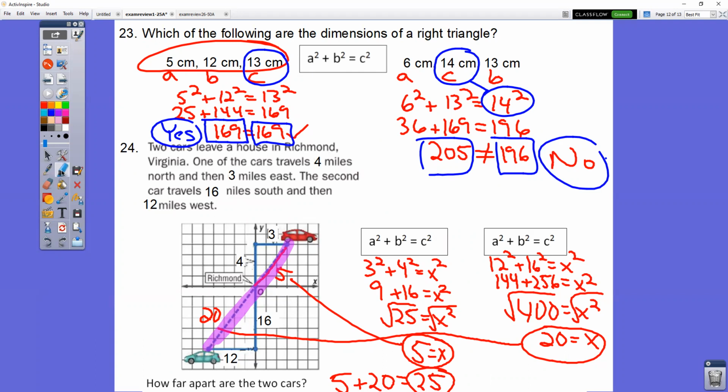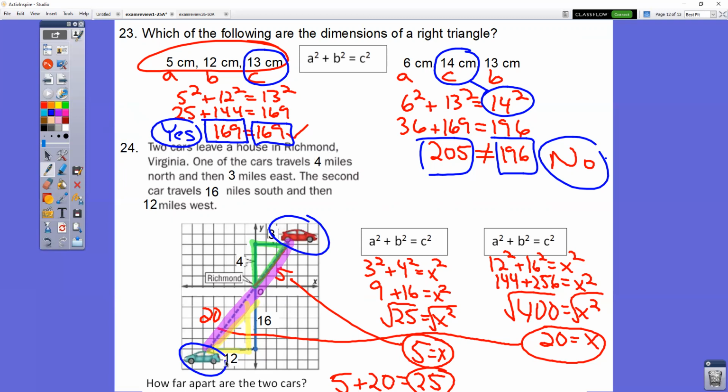In question number 24, you have two different triangles here. You have one green triangle up here and one yellow triangle down here, right? What they want to know is, how far apart are the two cars? How long is this pink side?